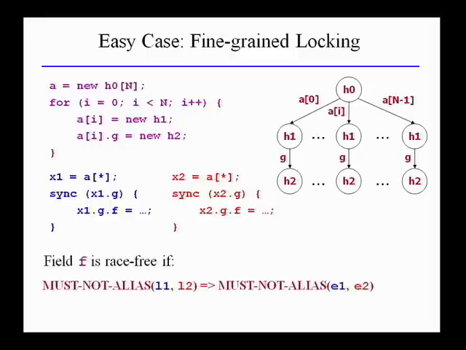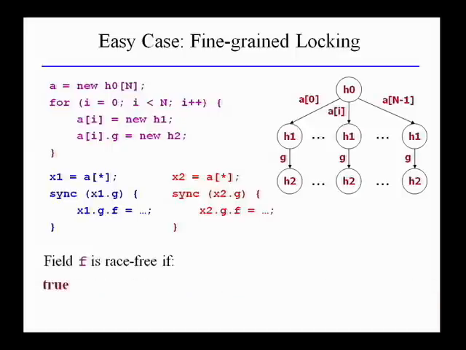And if we look at our condition again, what's going to happen to it? It would say that if x1.g does not alias x2.g, can we prove from that that x1.g does not alias x2.g? That seems like something that's very likely to be true. We don't have to have very complicated reasoning to figure that out. So that also is trivially true. The coarse-grained locking and the fine-grained locking cases both fall out as really easy cases from this definition.